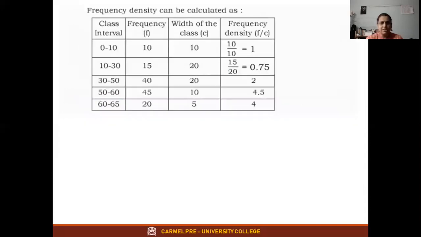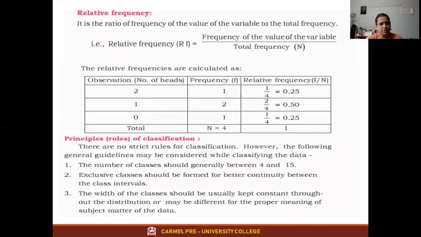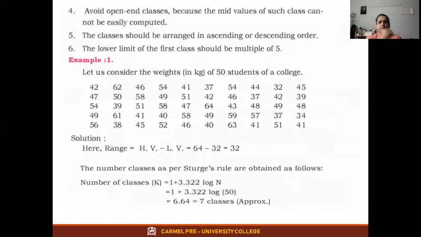So what are the 6 rules? Number of classes should be between 4 and 15. Exclusive class intervals should be used. The width of the class should be constant. Open-end classes should be avoided. Classes should be in ascending order. Lower limit of the class should be a multiple of 5. Based on all this, I've given the quiz.